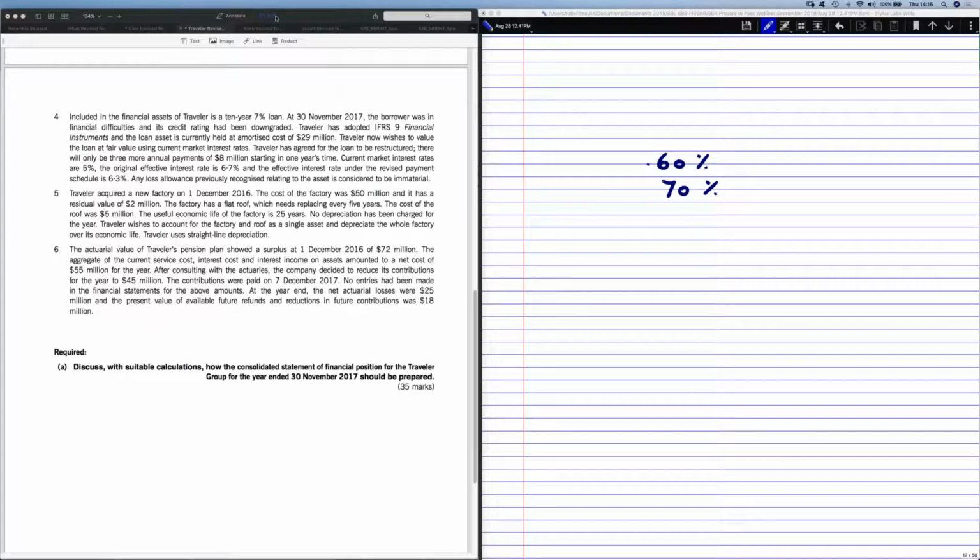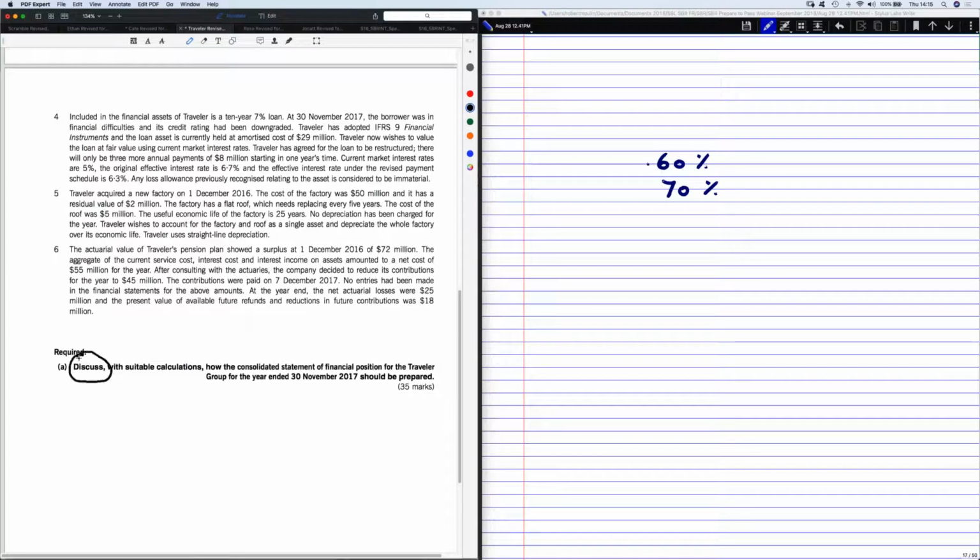Now, let me just go back to this here. And if I can get my pen to work here, I want to basically just highlight this point here to you. Discuss. And please, I want you to be happy with the fact that sometimes you will need to back it up with calculations and sometimes you won't. It depends on basically the requirements.